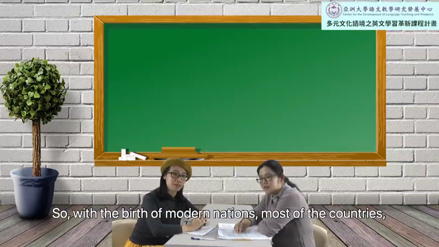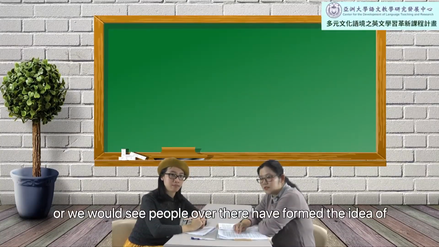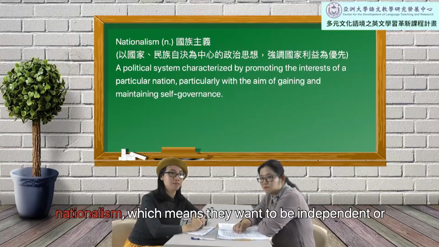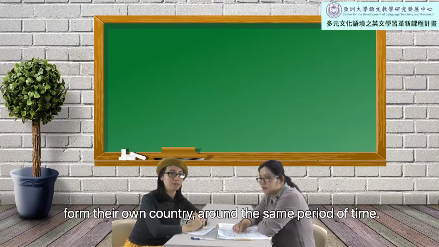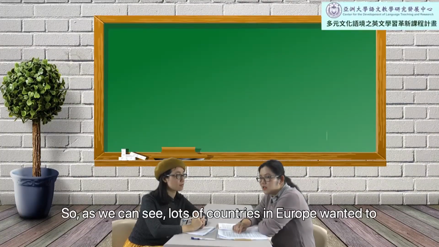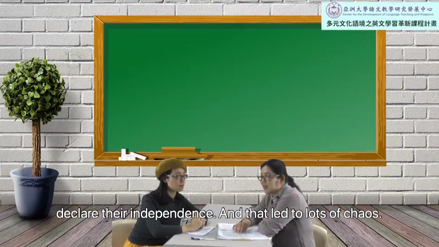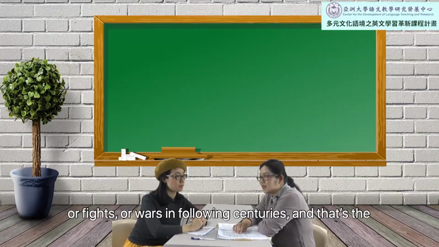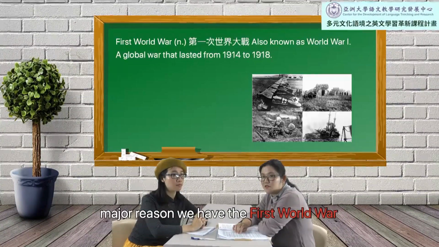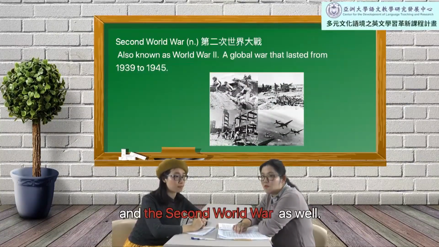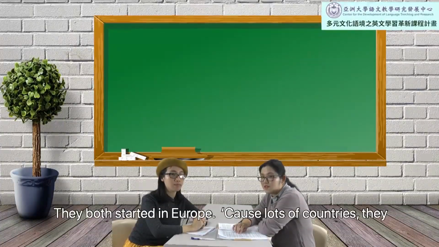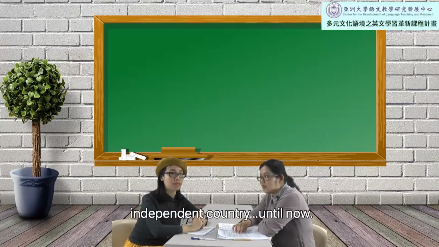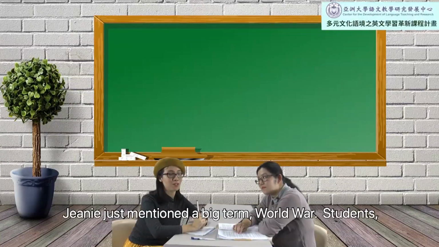So with the birth of modern nations, most countries, or the people there, formed the idea of nationalism, which means they want to be independent or form their own country. Around the same period, lots of countries in Europe wanted to declare their independence, and that led to lots of chaos, fights and wars in the following centuries. That's a major reason we had the First World War and the Second World War as well. They both started in Europe because lots of countries were still trying to establish themselves as independent countries. Ginny just mentioned a very big term called World War.